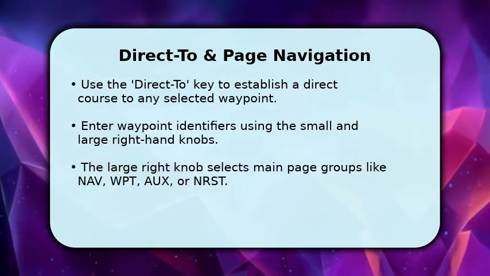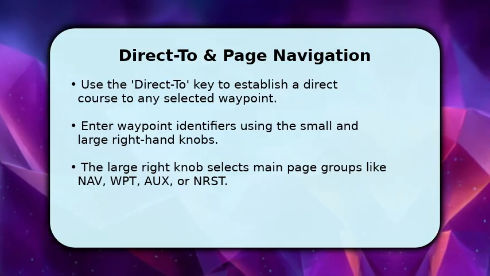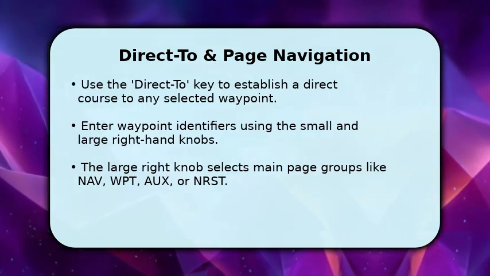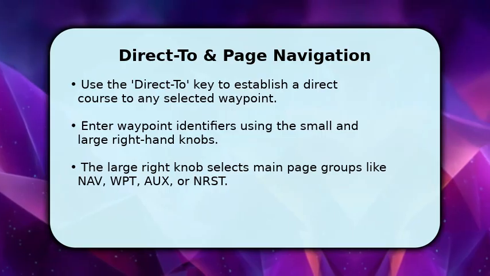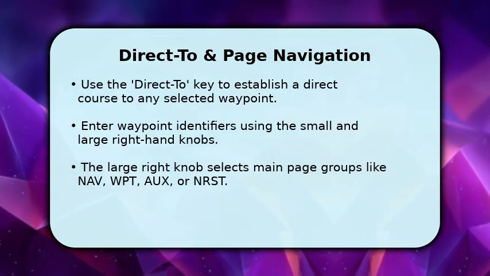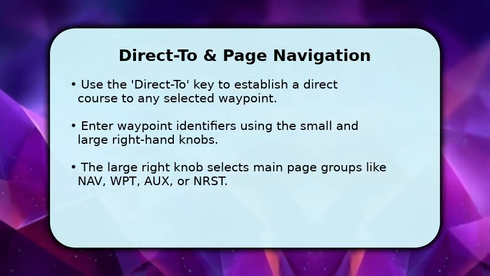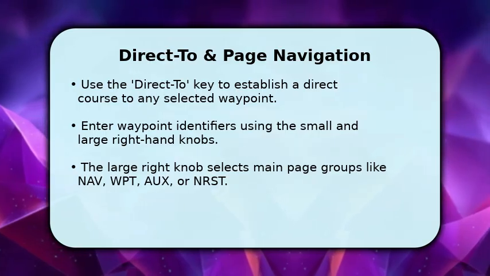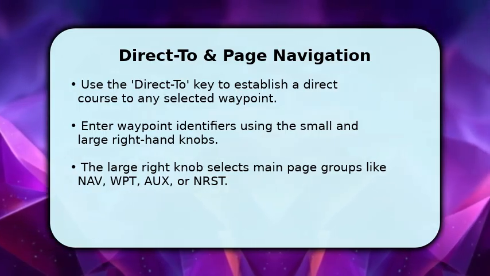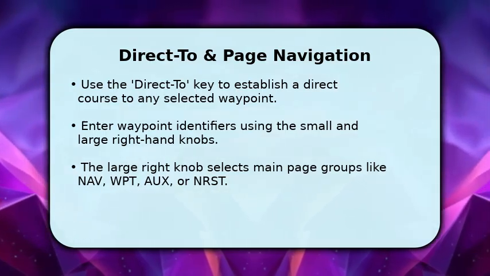The GNS 530 organizes information into 4 main page groups: navigation, waypoint, auxiliary, and nearest. You can easily cycle through these groups with the large right knob, and then select individual pages within each group using the small right knob.